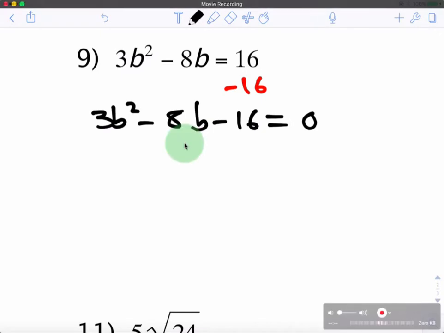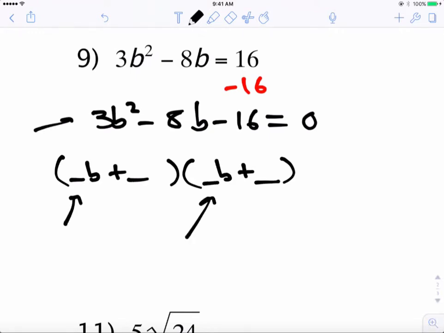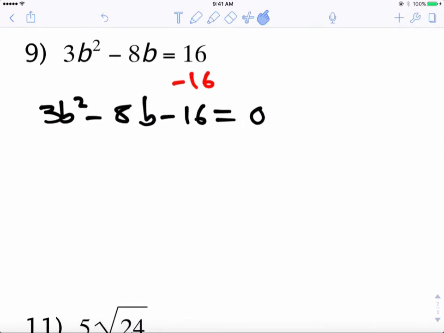You're welcome to use guess and check, in which case you kind of just know that you've got something times b plus a number, something times b plus a number, and you just need these two to multiply to give 3, and you need these two to multiply to give -16, and then you just kind of do a guessing and checking and making sure it all works out. If you're good with that, hats off to you, well done. I'm going to show the AC method, or the splitting method.